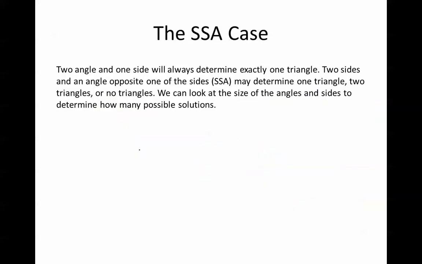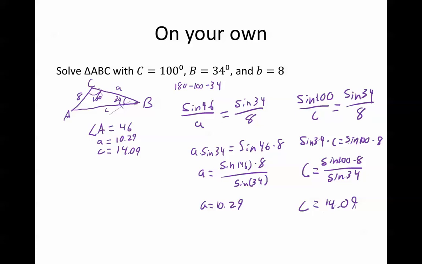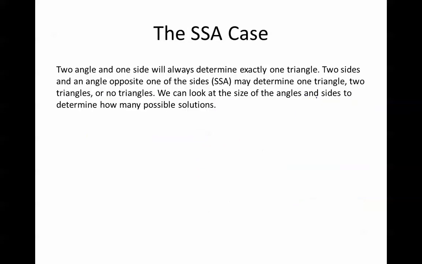Now, this one presents a problem because two angles and one side will always determine exactly one triangle. But two sides and an angle can determine one triangle, two triangles, or no triangles. We have situations where, depending on the given sides or the given angles, we have different possibilities for what can come up as the triangle. So we need to look at the size of the angles and the sides to determine how many possible solutions. So with these problems, we were straight, go ahead, draw the picture, do law of sines. But for these ones, we need to look at how many solutions there are first.